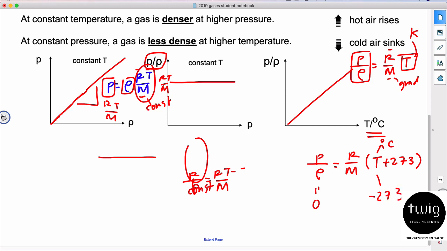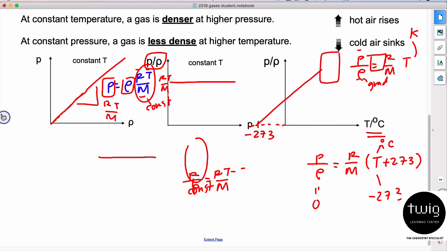Which means minus 273. Okay, so it should be like that, scaled to that side. So this is what the graph should look like. I'm just going to erase this. So it should actually be along this line, and then it will cut at minus 273. Make sense? So that's how it can be proven easily.